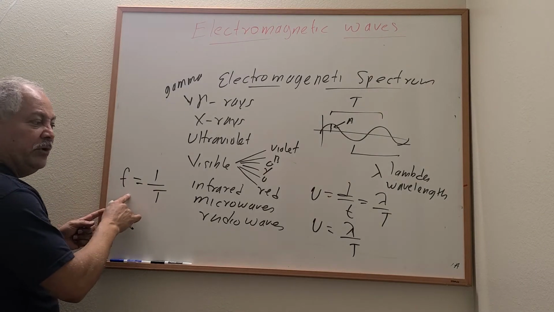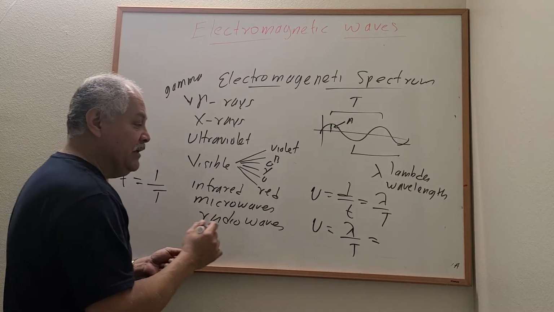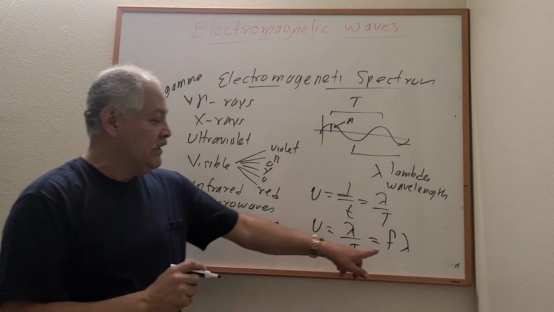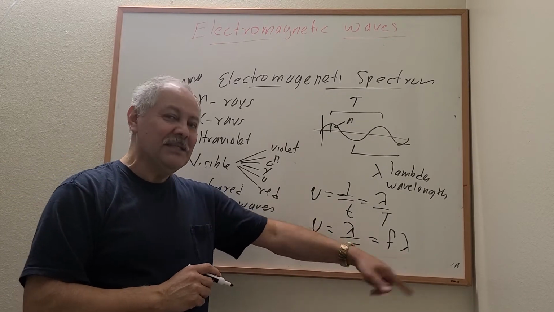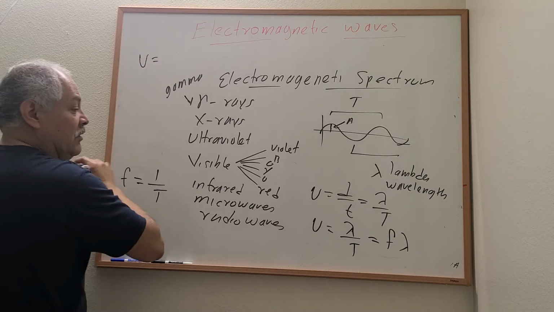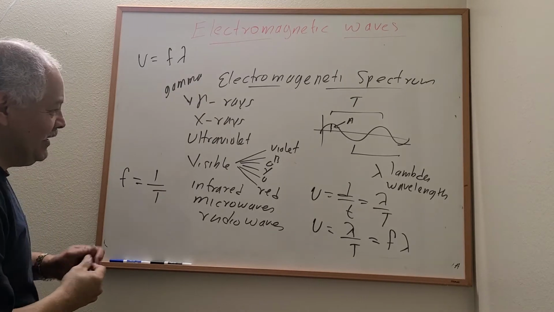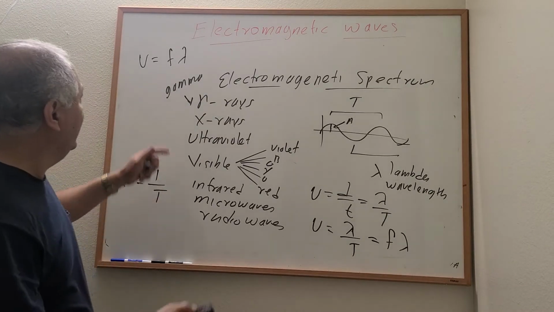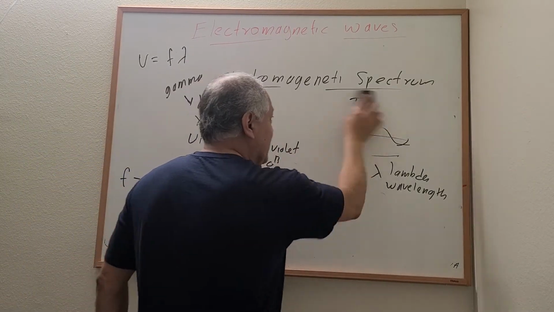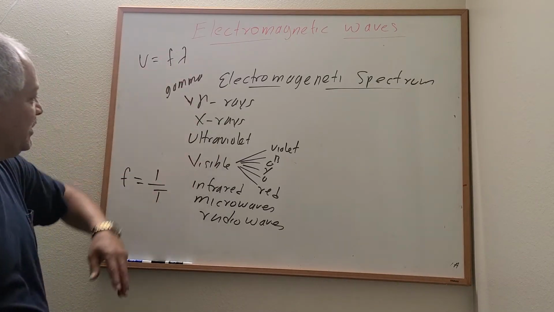When we involve this equation right here, we get that the speed of the wave is equal to the frequency times lambda. The units of frequency is hertz, and the units of lambda is meters. Okay, great. So the speed of the wave is equal to frequency times lambda. Now let's see what happens when we relate the wavelength and frequency to the electromagnetic spectrum.